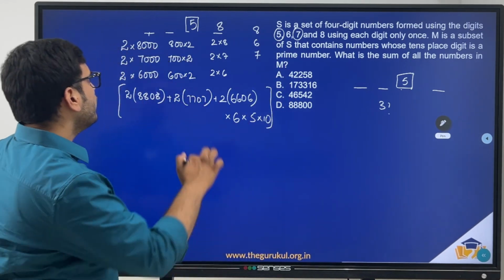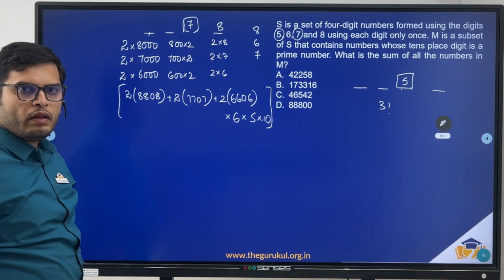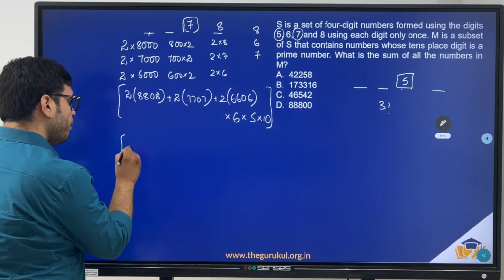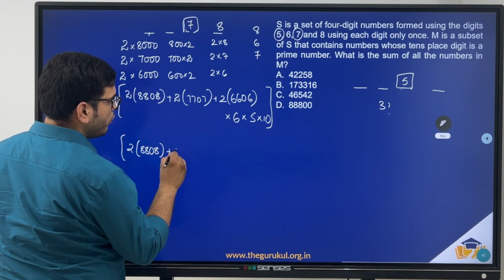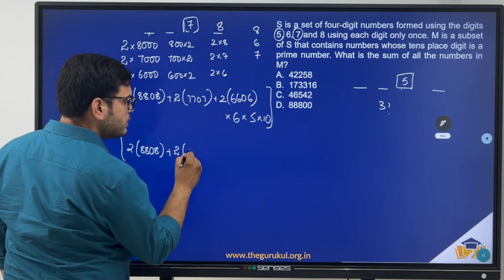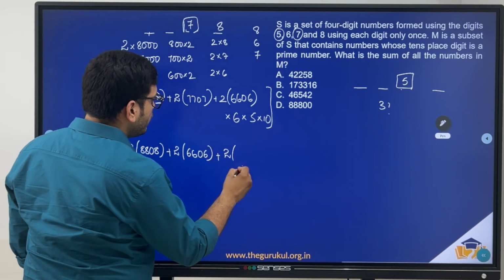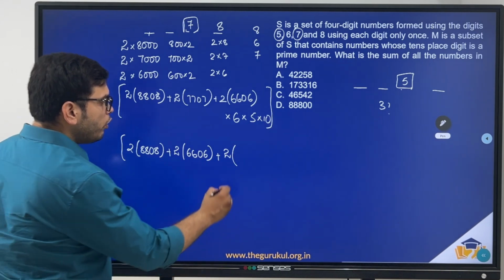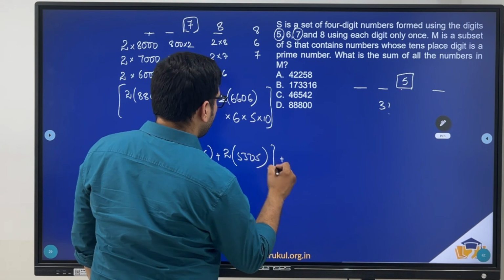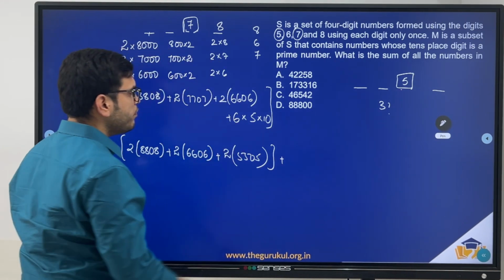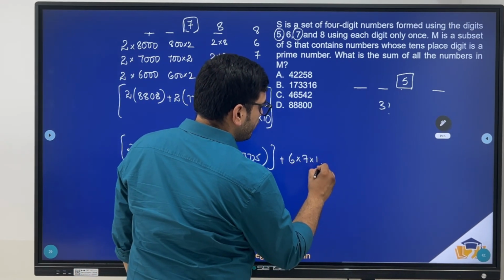Now similarly, let us replace 5 with 7. Then what will we have? Right. Now we will be having 2 into 8808 plus 2 into 6606 plus 2 into, instead of 7707, you will be having 5505 plus, sorry, this is not into, plus, we have 6 numbers where 7 was in tens place.